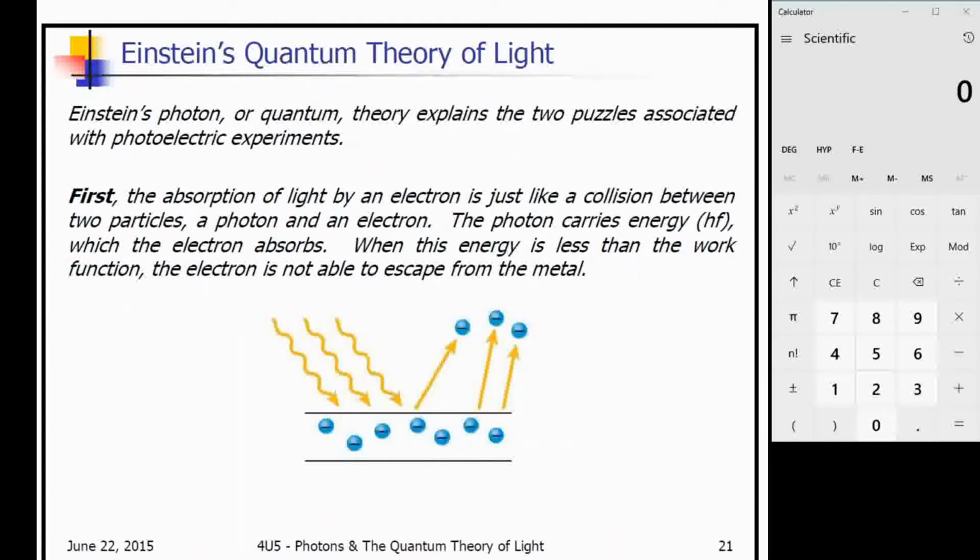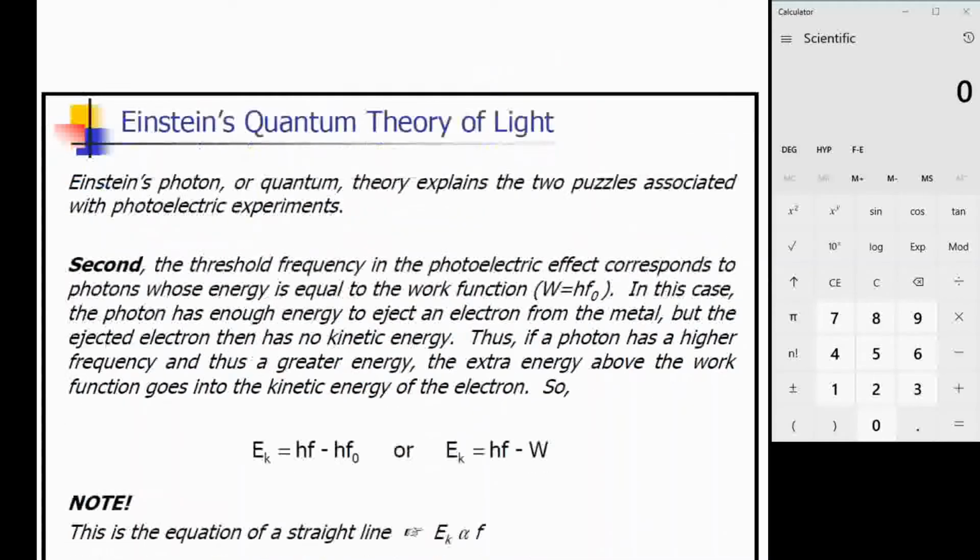So Einstein's photon, or his quantum theory, explains the two puzzles associated with the photoelectric effect. So the first puzzle, of course, was that as we increase the intensity of the light, we should see some sort of increase or decrease with the threshold frequency. But the absorption of light by an electron is actually a collision between a photon and an electron. So the photon's energy, which is hf, gets absorbed by the electron, and when this energy is less than the work function, the electron is not able to escape the metal. So if it absorbs that energy, it becomes more excited, but it stays within the metal.